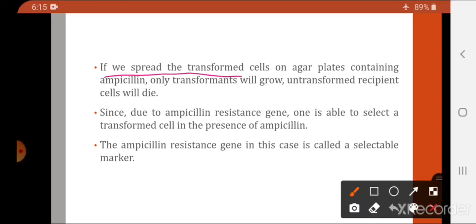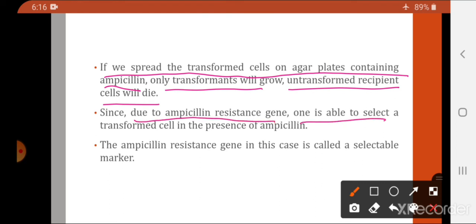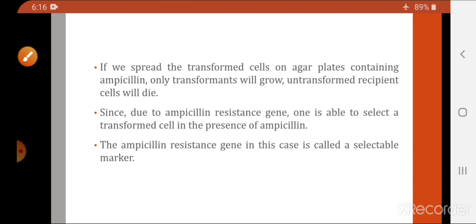If we spread the transformed cells on agar plates containing ampicillin, only transformants will grow, and untransformed recipient cells will die. Why will untransformed cells die? Because normal E. coli cells do not have the property of ampicillin resistance. The cells that have the recombinant DNA, they are resistant to what? They are resistant to ampicillin. Untransformed cells, they will die. Since, due to the ampicillin resistance gene, one is able to select a transformed cell in the presence of ampicillin, the ampicillin resistance gene in this case is called a selectable marker.